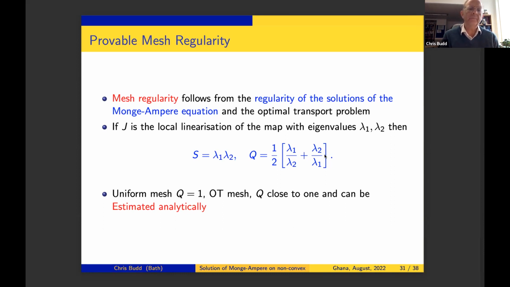That's this number Q. For a completely uniform mesh, the scaling is constant, and Q is identical to 1. For an H-adaptive mesh, who knows what these numbers are? You can't do the calculations, but with the sort of meshes that we're talking about, the Monge-Ampere optimally transported meshes, you can actually estimate these numbers absolutely exactly.